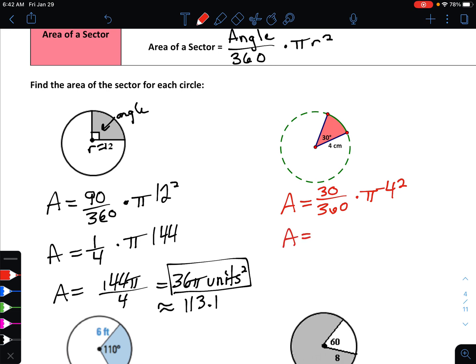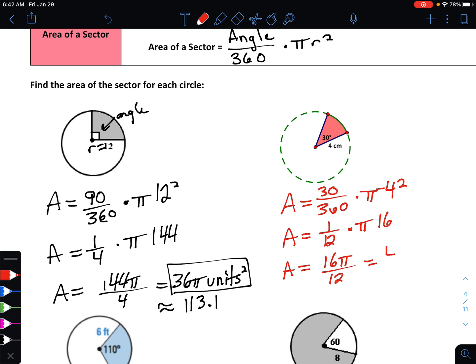So now simplifying 30 over 360 ends up being 1 over 12, multiplied by pi, and then 4 squared is 16. So remember, everything on top goes in the numerator, so 1 multiplied by pi multiplied by 16, which is 16 pi. The 12 stays in our denominator, which then you can simplify this just a little bit.